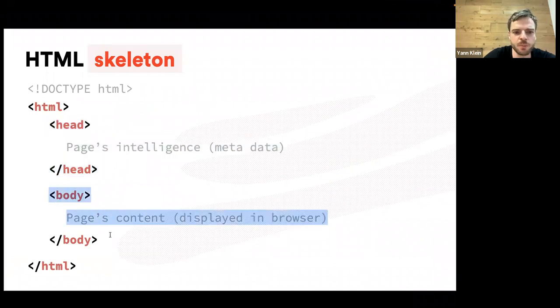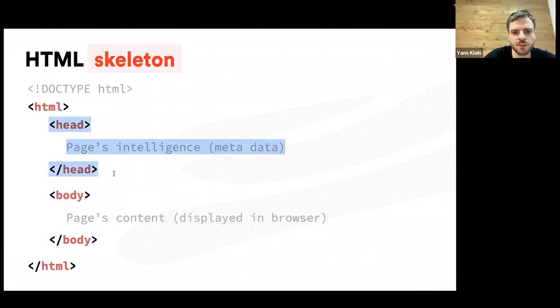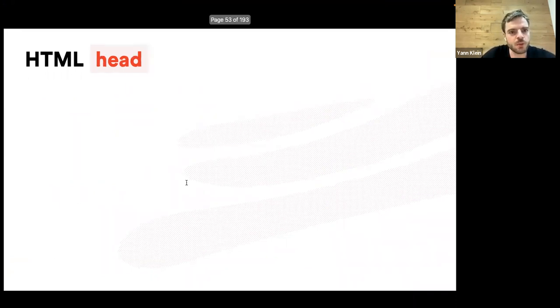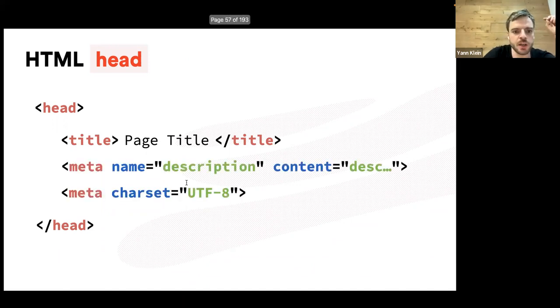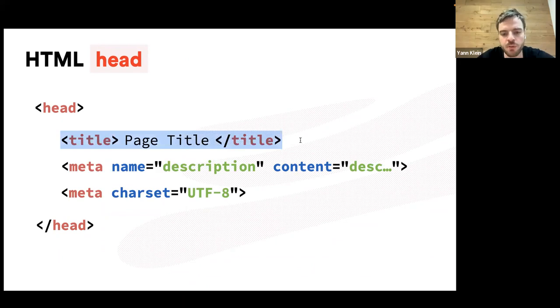So if everything is in the body, what do you think I can find in the head here? Do you have an idea? So what I can find, we're going to zoom a bit on this head, is everything that can configure our website somehow. So here I have 3 good examples of what you can find in the head. The first one is the title.